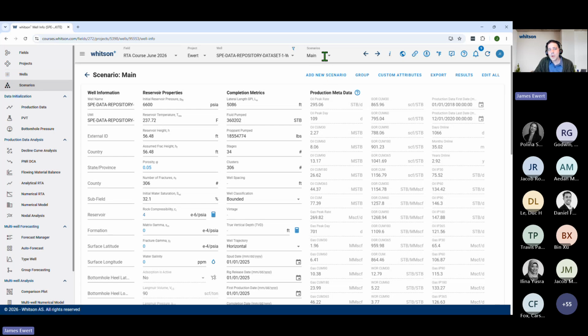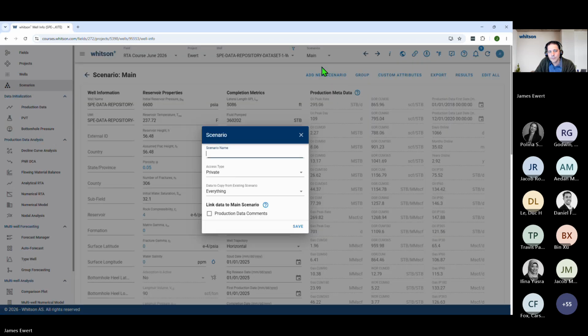So where it says scenarios right here, notice how it says main again. That's kind of a theme in our software. The primary point is always known as the main. But let's create a scenario together. I'm going to click on Add New Scenario, just at the very top of my screen. I'm going to click on Add New Scenario. And I'm going to call this my base model.